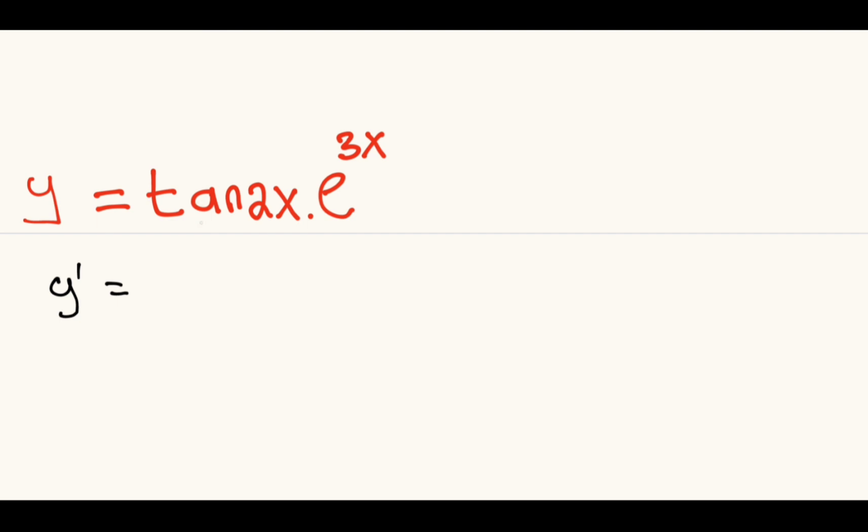So in this case, we have to differentiate tan 2x. The derivative of tan 2x is equal to sec squared 2x, and according to the chain rule, we also have to differentiate the inner function 2x. The derivative of 2x is equal to 2. And we have to multiply this by the original function e to the power 3x, plus the derivative of e to the power 3x.